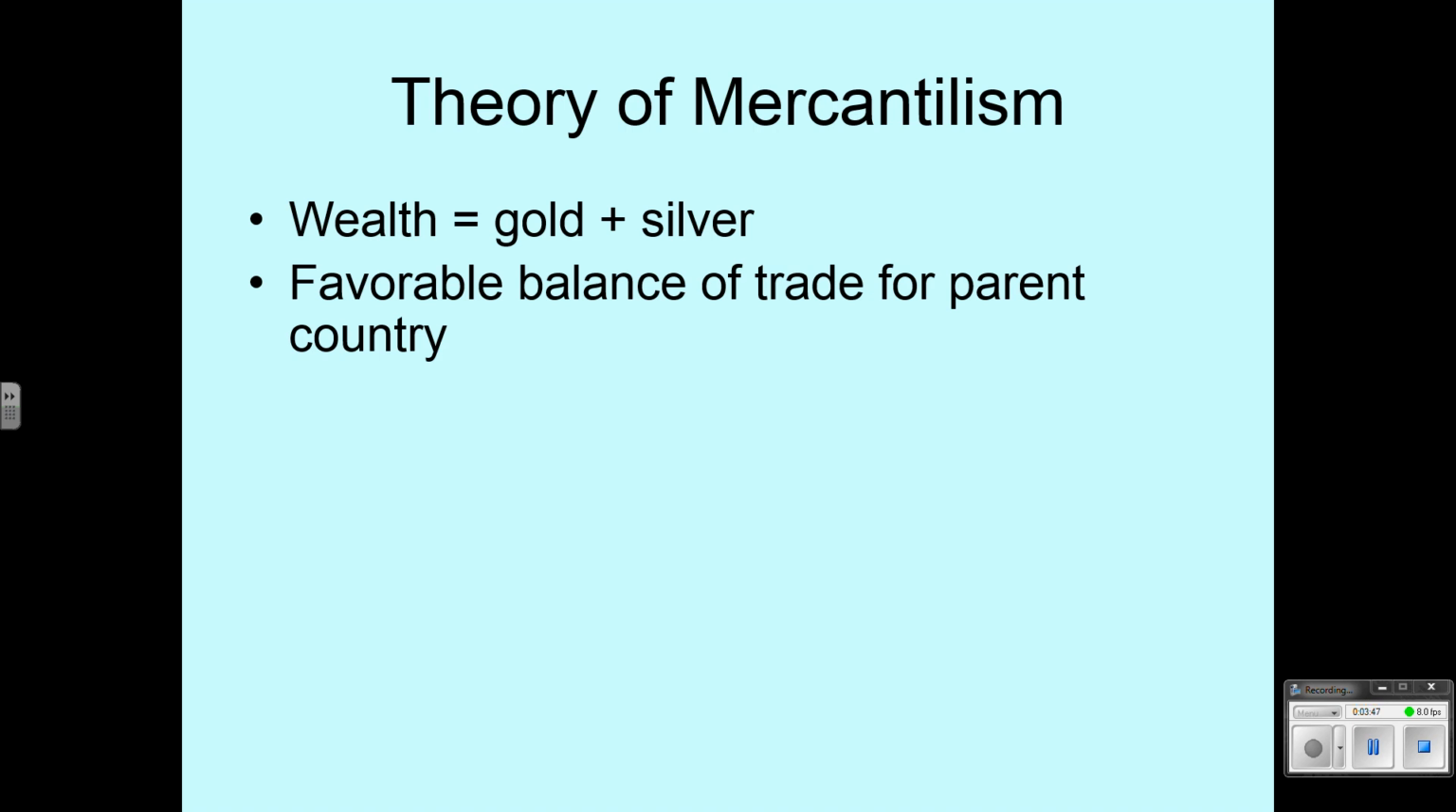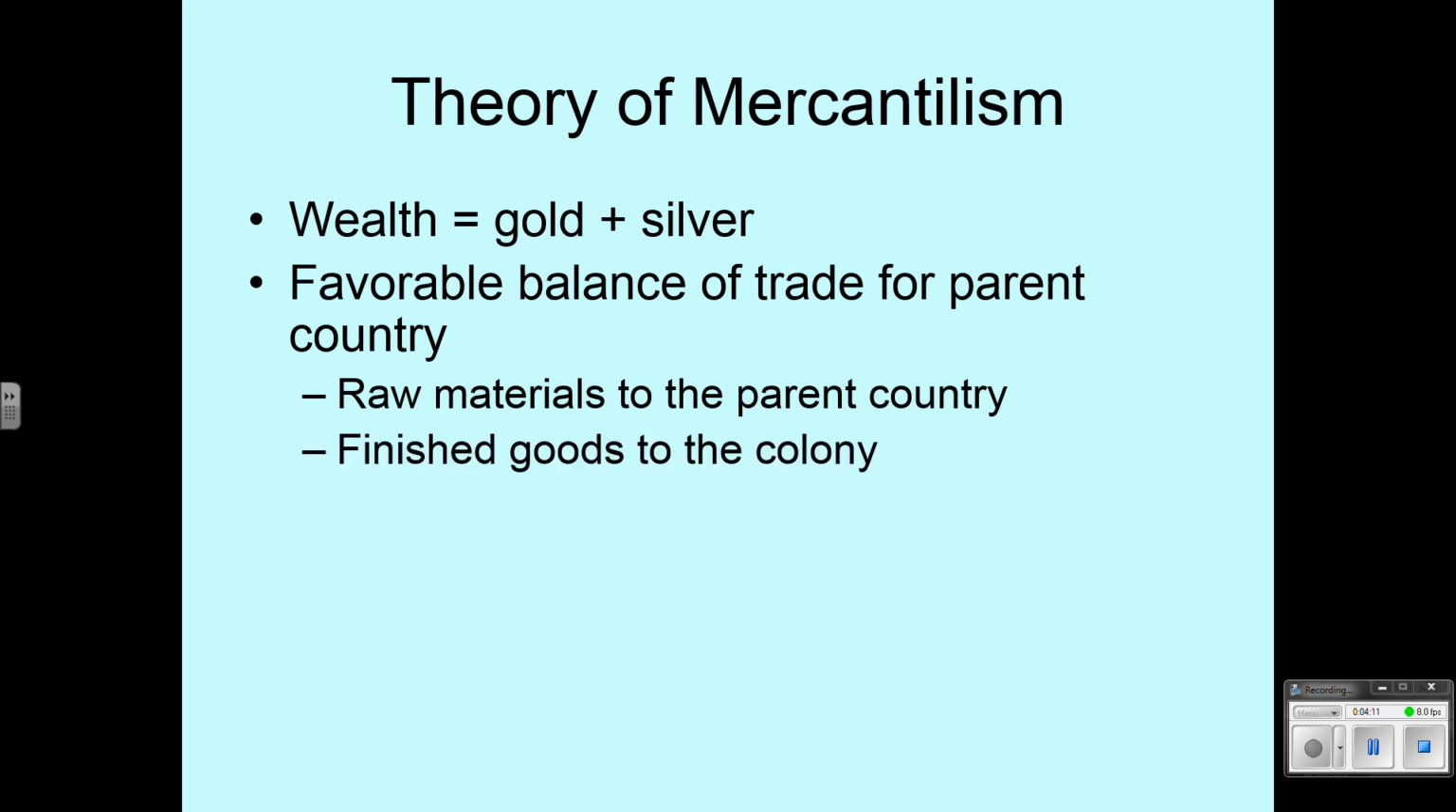Now, they also dealt with the colonies this way. By parent country, I mean the country that controls the colonies, in this case, England. And if they had a favorable balance of trade, that meant they sold more to the colony than they bought from the colony. So the way this would work is that the colony would send raw materials to the parent country, and the parent country would send finished goods, manufactured goods, back to the colony. So, for example, if the colony sent them lumber, that lumber would be made into furniture in England, and then the furniture would be sold back to the colony.